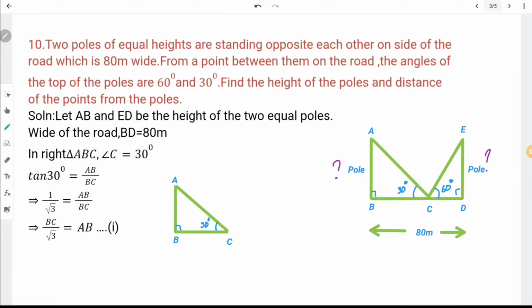Right, but if I get one, I'll know the other also, right? And the distance of the points from the pole. So we actually even find BC and CD respectively. Once again, you can already see there are two right triangles. Let's solve one after the other. Write down the given.